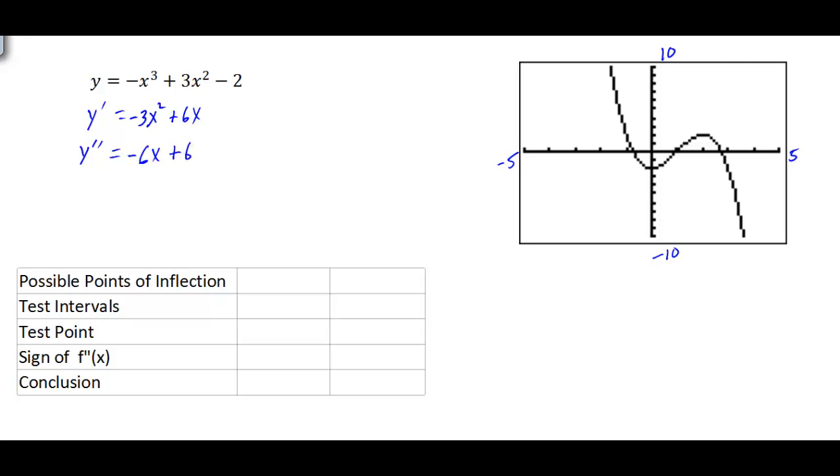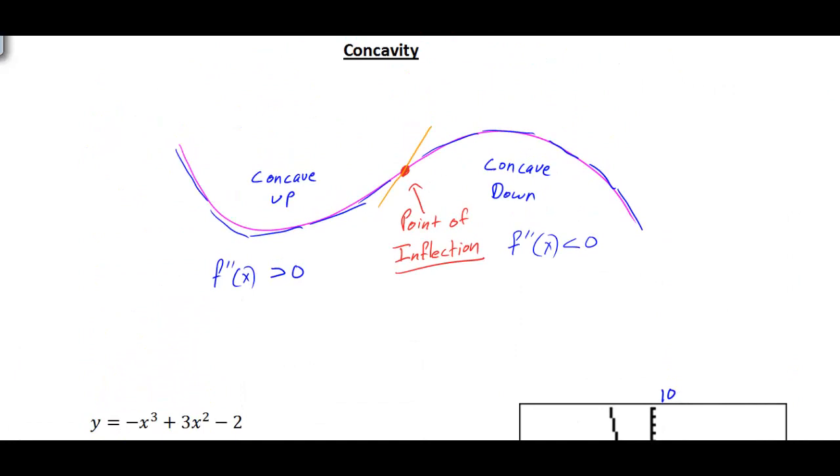And now this is going to be very similar to what we did before when we did that first derivative test, but now we're going to take the second derivative and set that equal to 0. And if we solve for x, we have negative 6x equals negative 6, x equals positive 1. If x is equal to a positive 1, this here is our possible point of inflection. So that is where our graph will possibly change concavity.